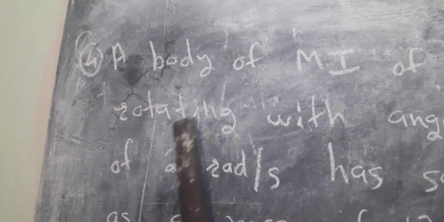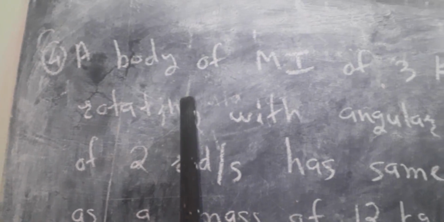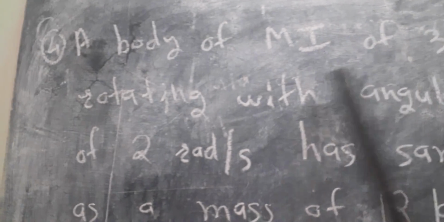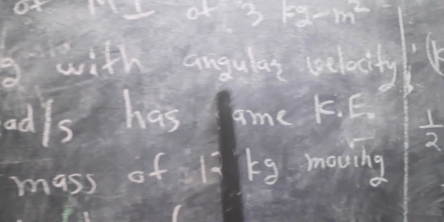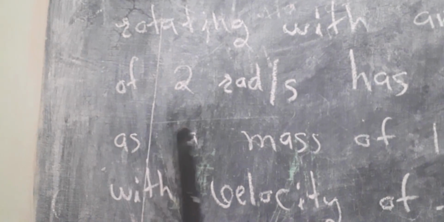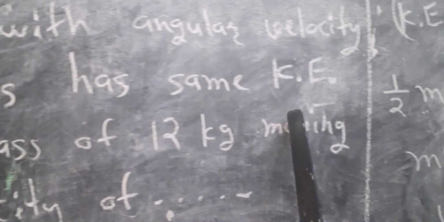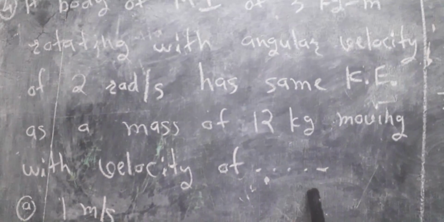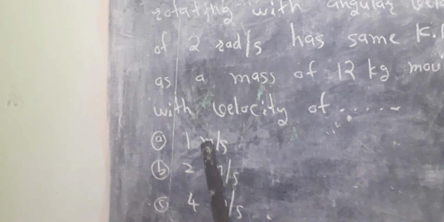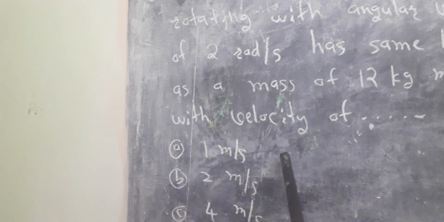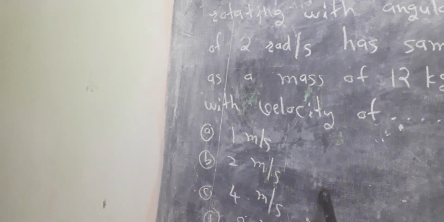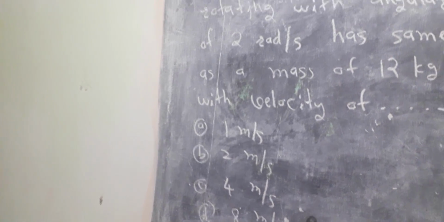The next multiple choice question. A body of moment of inertia 3 kg m² rotating with angular velocity of 2 radians per second has the same kinetic energy as a mass of 12 kg moving with velocity of dot dot dot. We are given 4 options. A, 1 meter per second, B, 2 meter per second, C, 4 meter per second, and number 4, 8 meter per second.